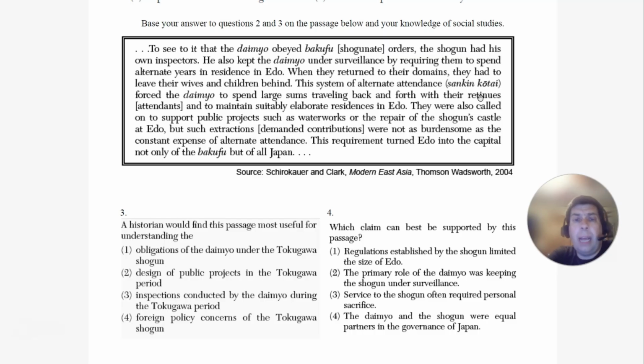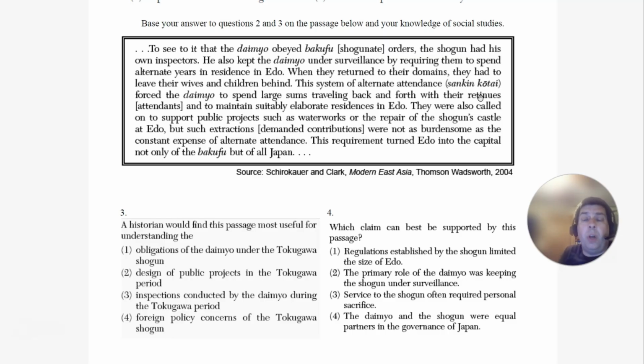To see to it that the daimyo obeyed bakufu, or shogunate orders, the shogun, and for the rest of this, I'm going to not read the original word. I'm going to read the word in brackets, okay? So the shogun had his own inspectors. He also kept the daimyo under surveillance by requiring them to spend alternate years in residence in Edo. When they returned to their domains, they had to leave their wives and children behind.